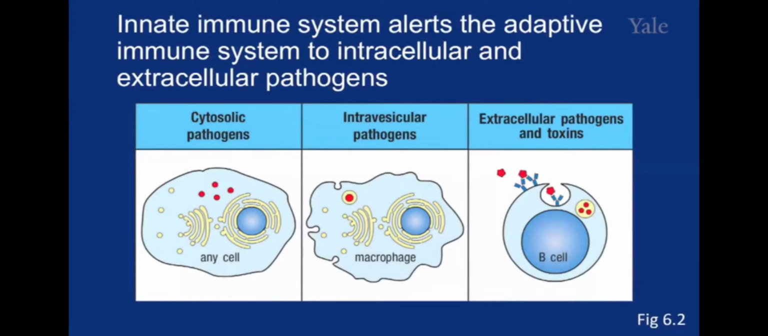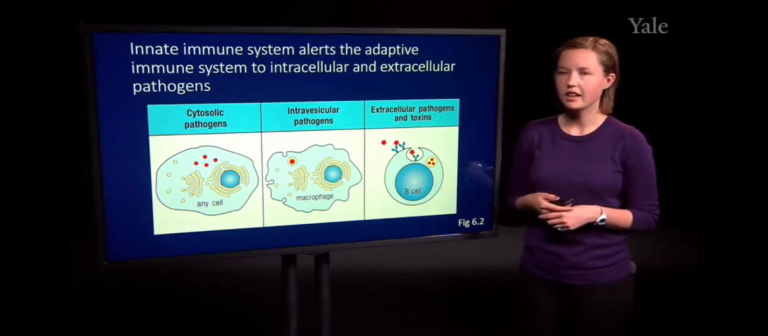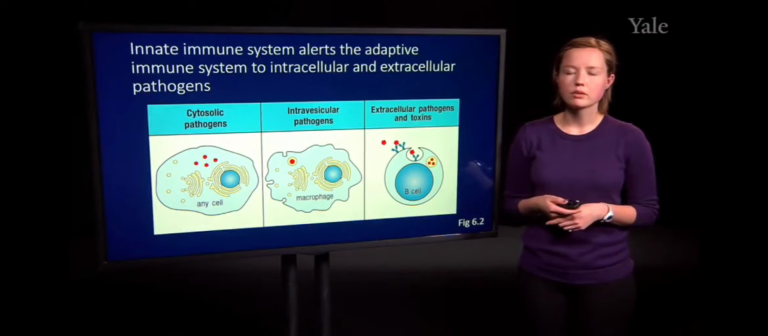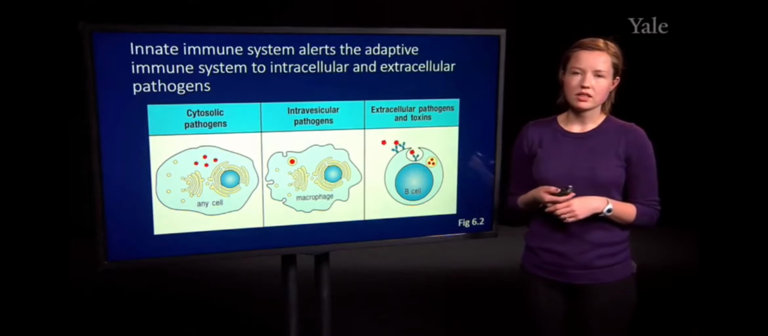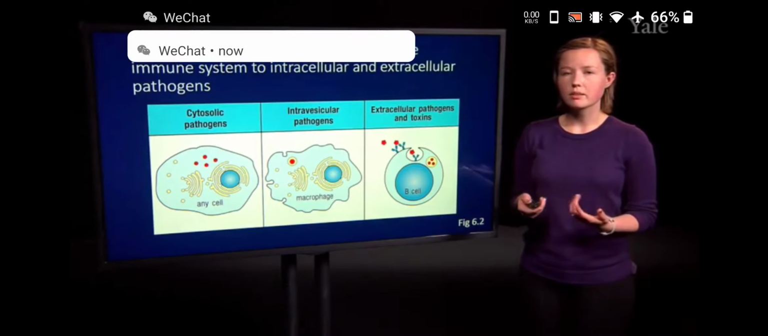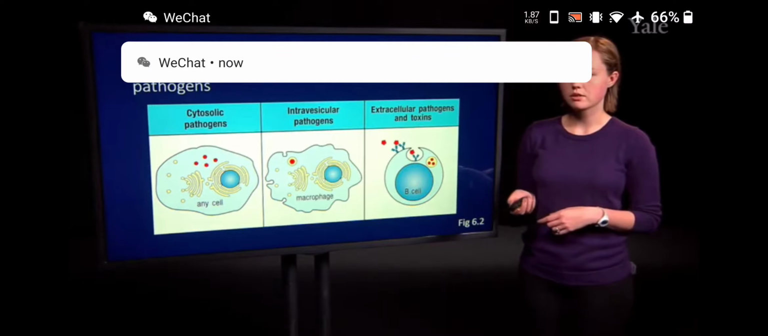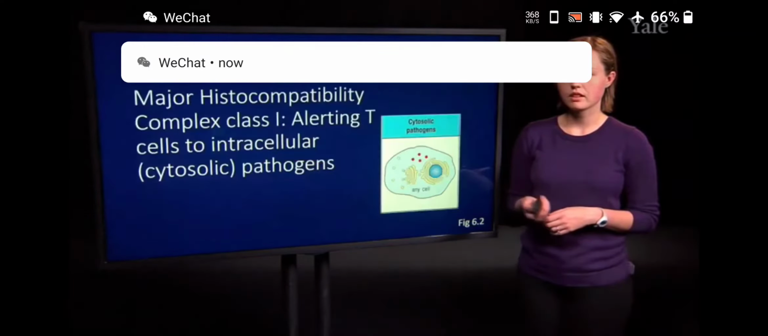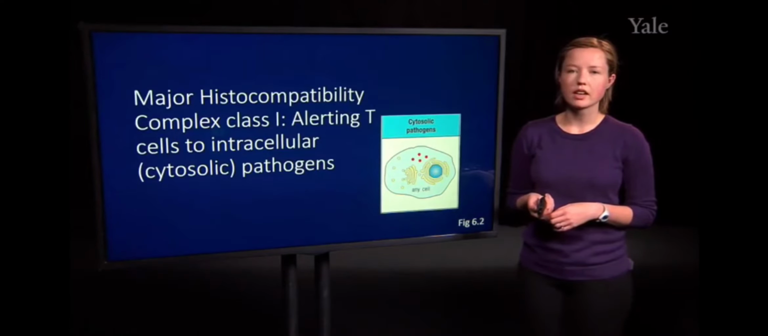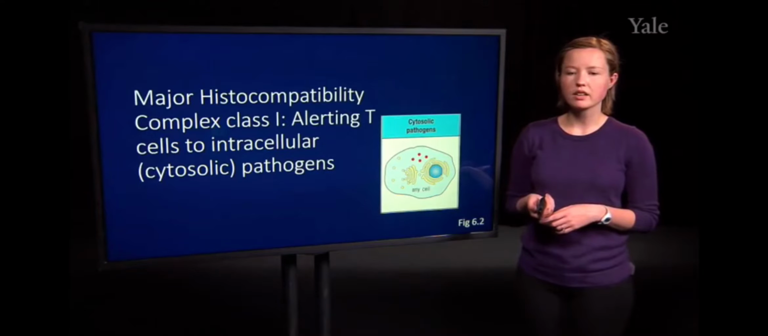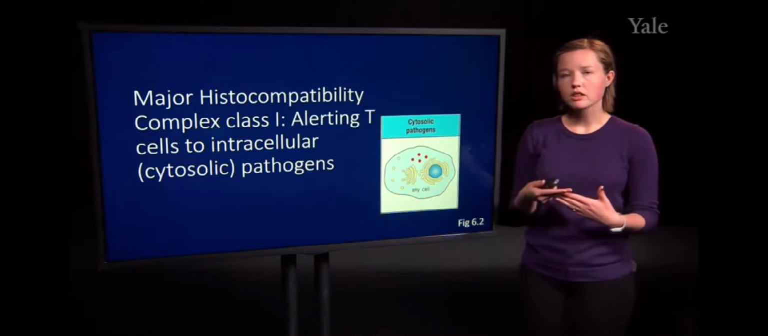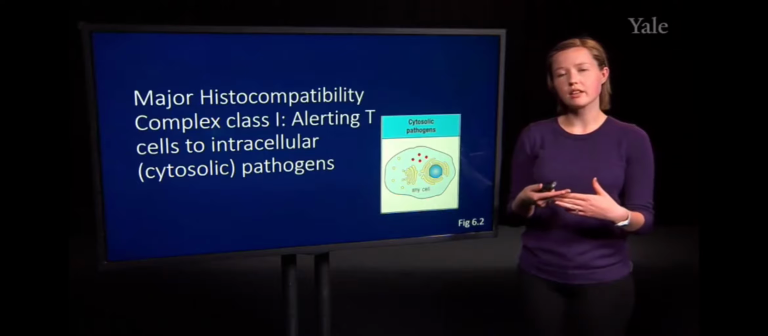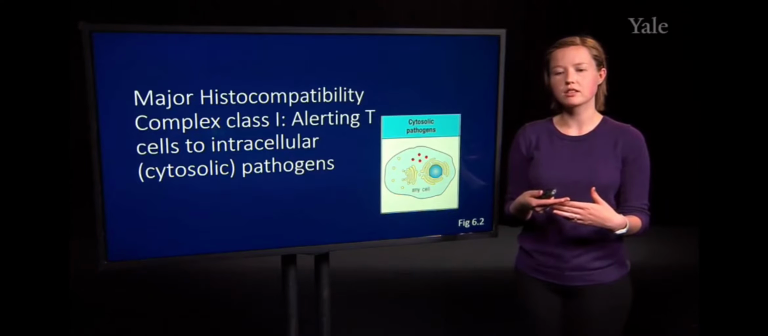Right here we see a B cell, and B cells will also respond and communicate with T cells, but this is all dependent on MHC Class 2, as we'll get into. So first, starting out with MHC Class 1, this is our mechanism of alerting T cells to an intracellular or cytosolic pathogen. This is just shown right here.